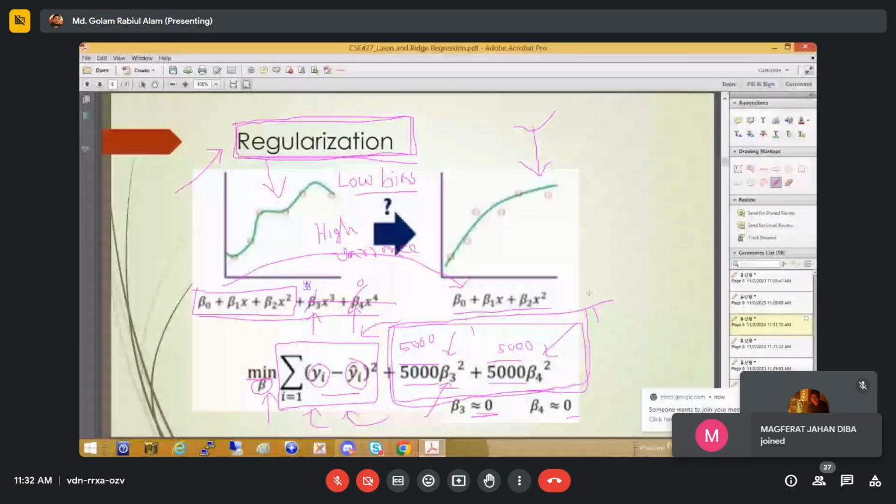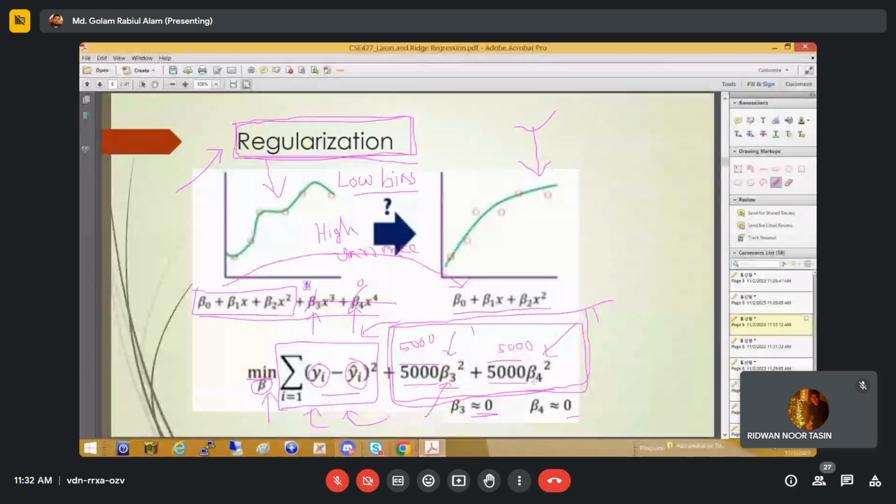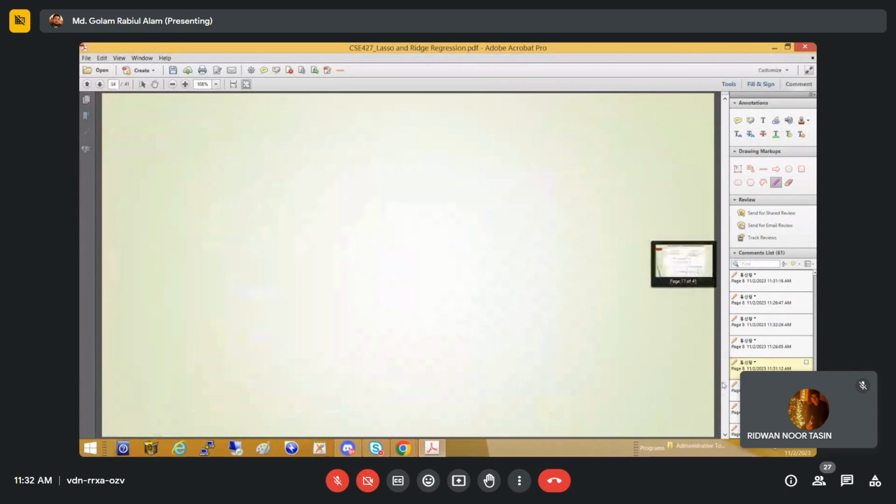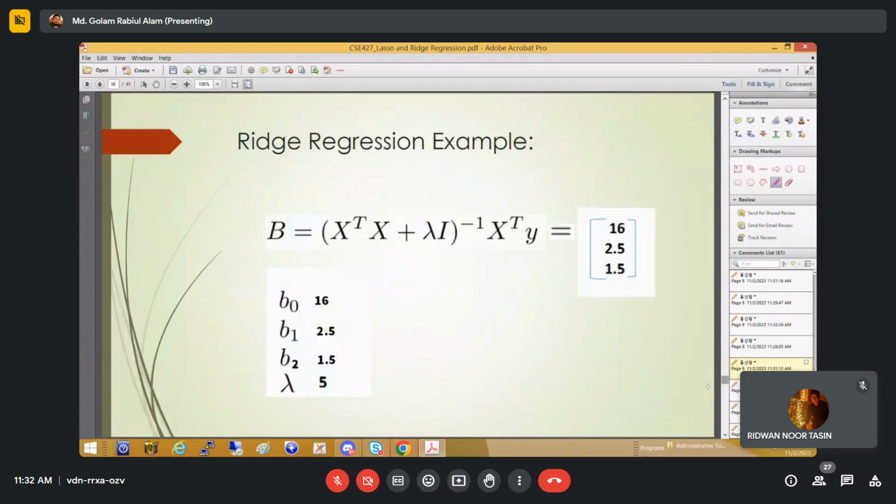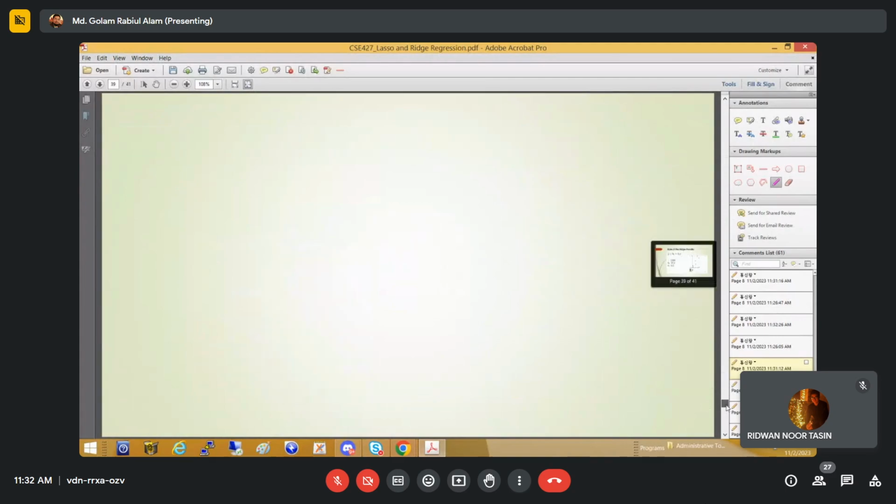Sir, what is yi minus yi hat? We already know this, because in our linear regression and gradient descent lecture we have already discussed this one. That's why I didn't explain. That is yi, this one is the original y, and yi hat, this one is our predicted y. Original y minus predicted y. Yeah, I have that example also here.